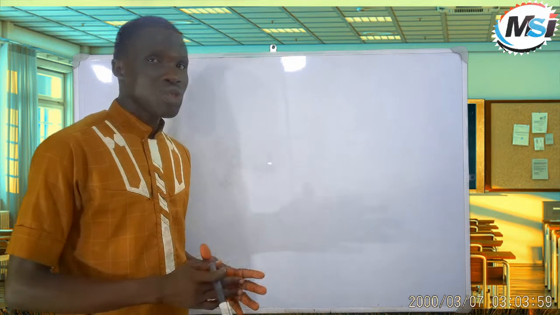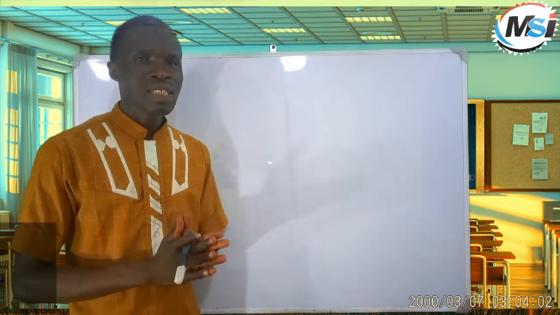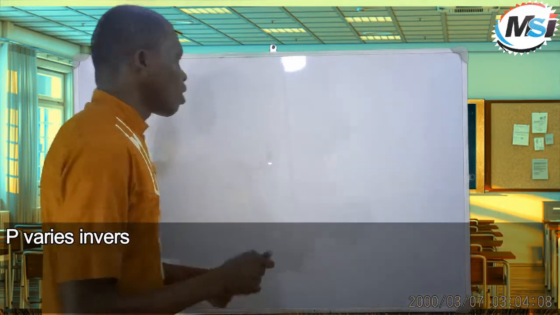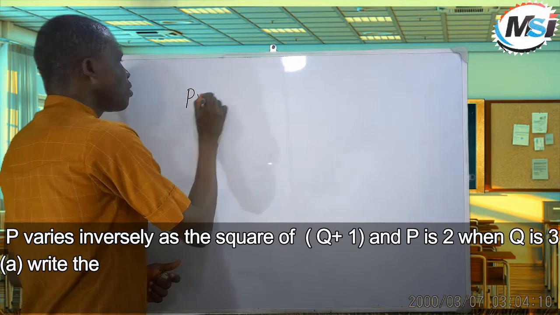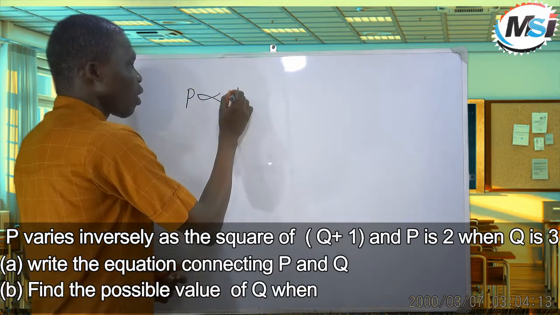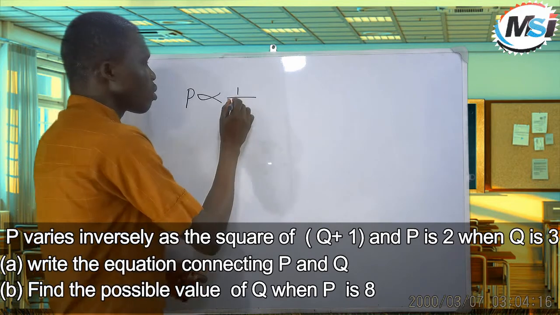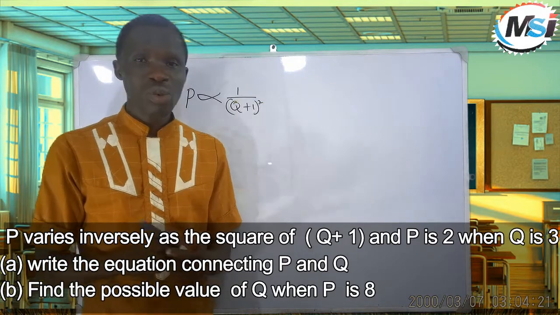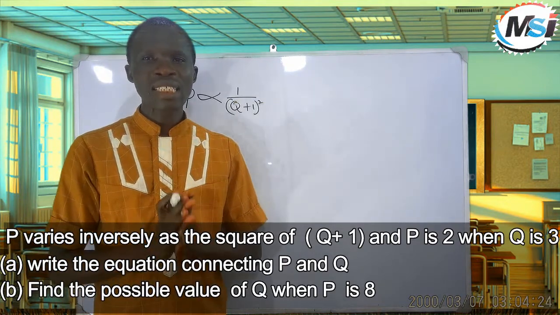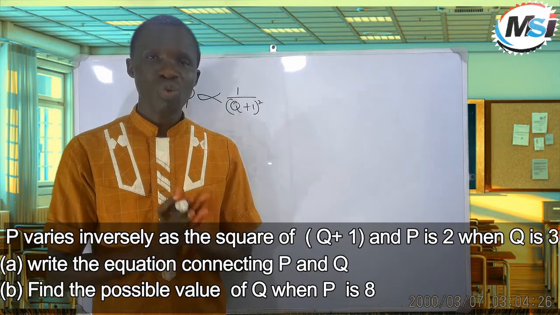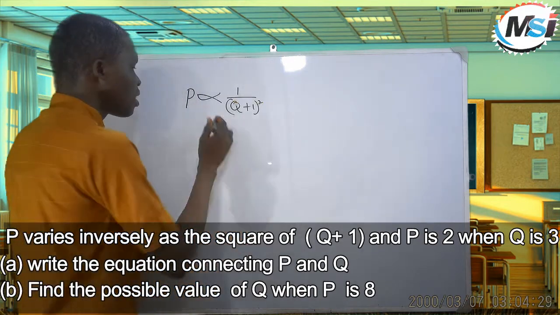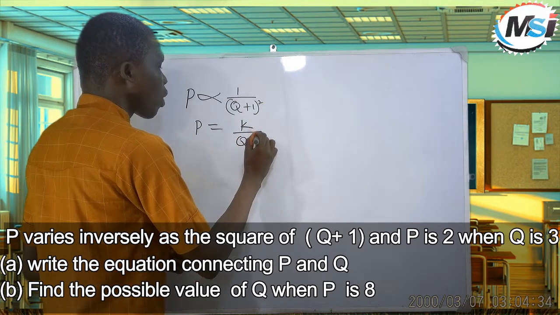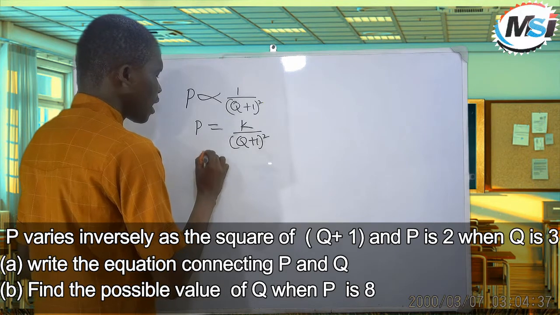Now, if you read the question very well, the first statement is P varies inversely. You need to understand what we call inverse. So P varies inversely as 1 over (Q plus 1) squared. That's why when you read the question, P varies inversely as the square of Q plus 1. So P will give us K over (Q plus 1) squared, where K is a constant.